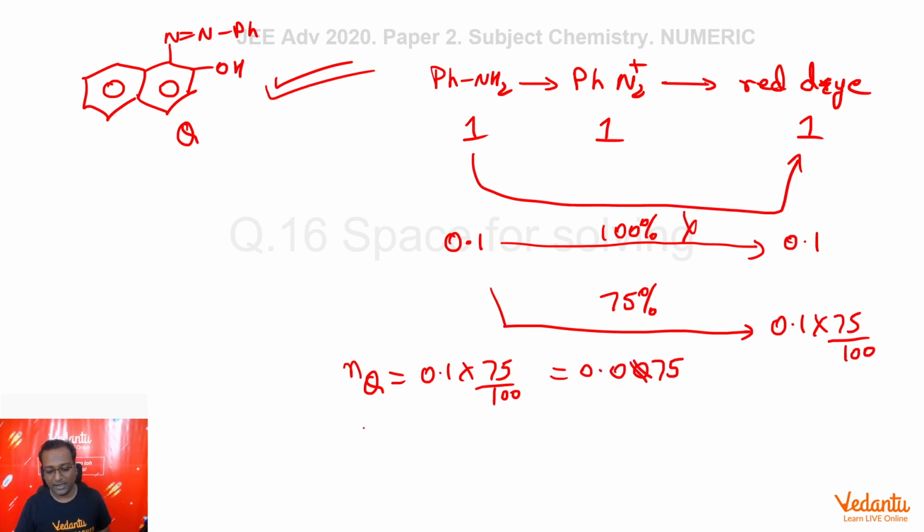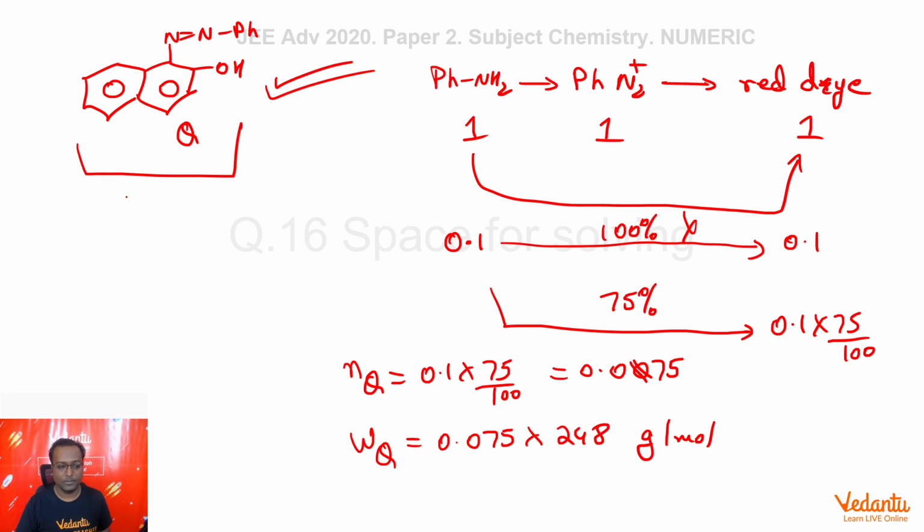That's 0.075. And let's convert this into the weight of Q so as to get the answer. 0.075 into 248 gram per mole, that is the molecular weight of this compound. And hence, guys, our final answer is 18.6 grams. Okay, so the final answer is 18.6.